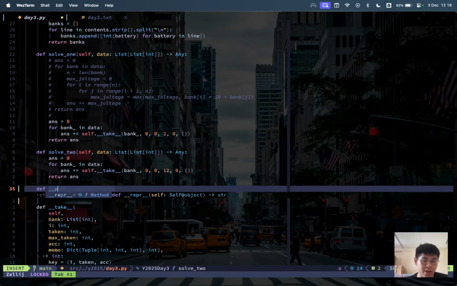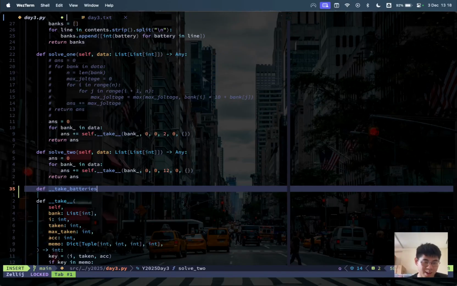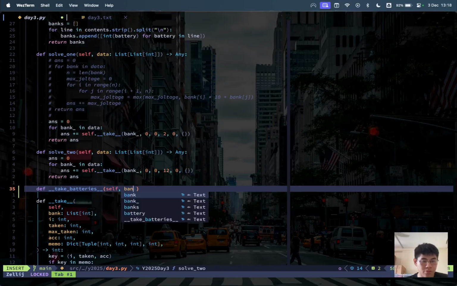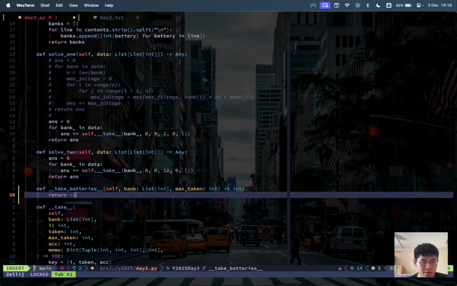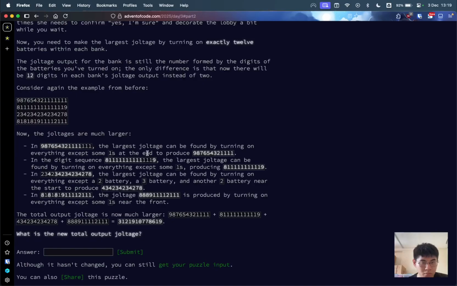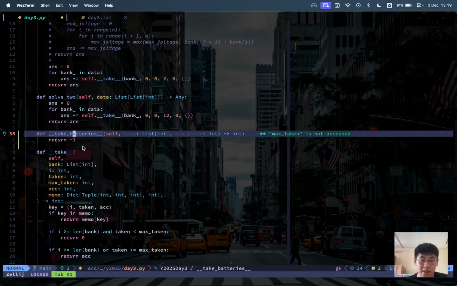Let's say we call it take batteries, for a better name. So we have the bank, which is the list of integers, and we can say that the max taken is the integer. Integer, we can return -1 for this, and let's just do that.